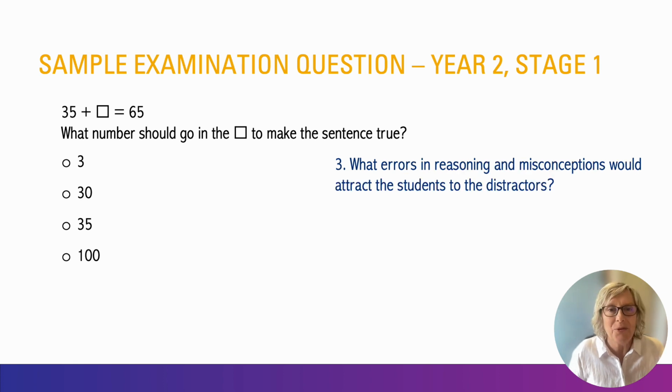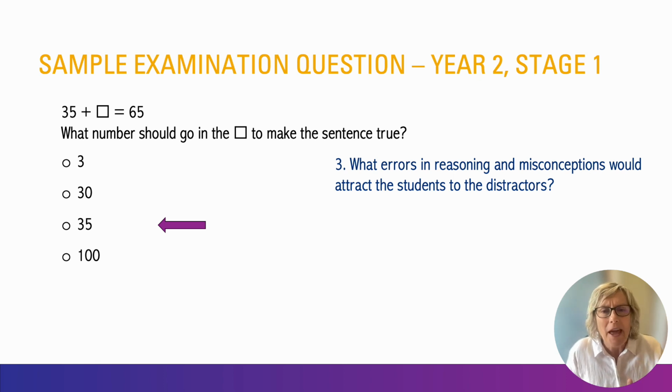So let's work through each distractor in this question. Well, 3. Possible misunderstanding of place value. So instead of adding 30, students have added the digit 3. 30, of course, is the correct answer. 35. Well, students may have made an error in the algorithm.